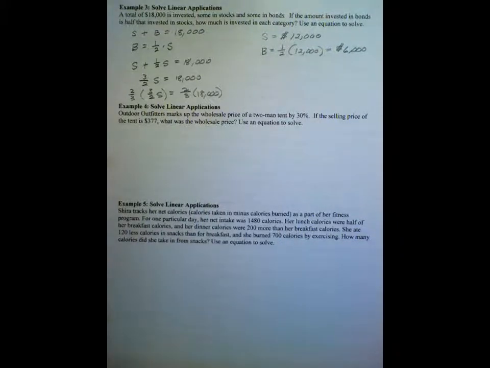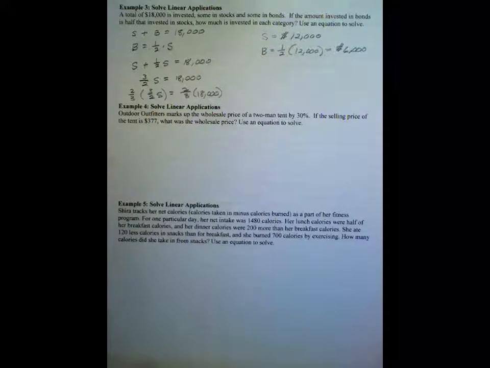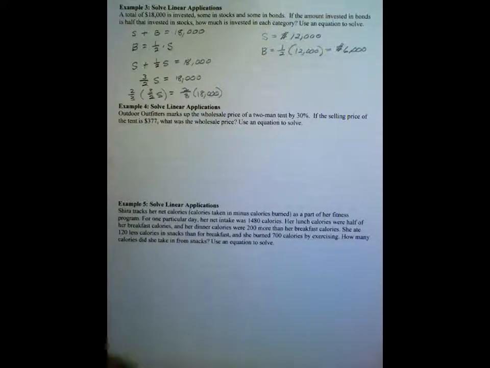We're continuing section 1.1 on linear equations with two more linear applications. Example 4. Outdoor Outfitters marks up the wholesale price of a two-man tent by 30%. If the selling price of the tent is $377, what was the wholesale price? So the wholesale price, of course, is what the Outdoor Outfitters paid for the tent, but they need to make a profit. So they mark it up by 30%.